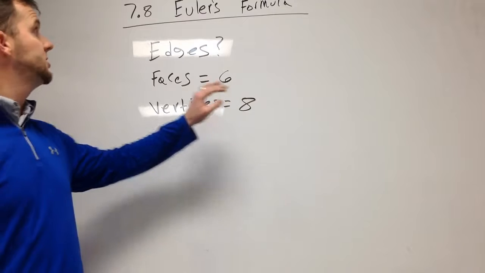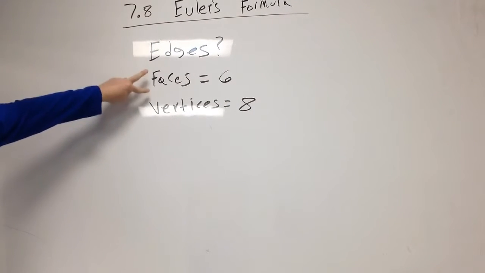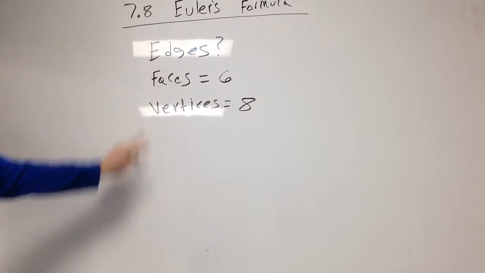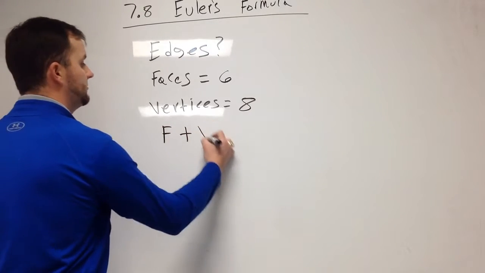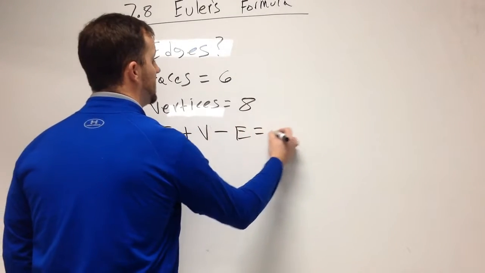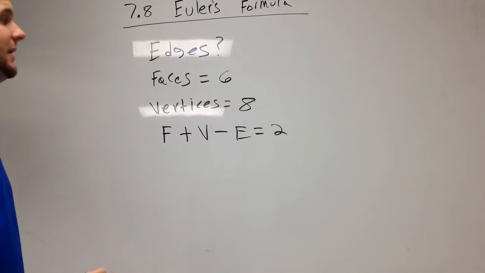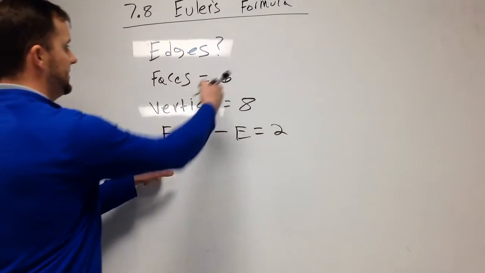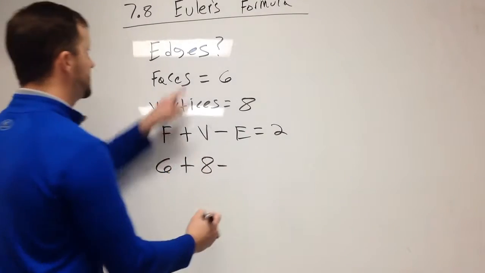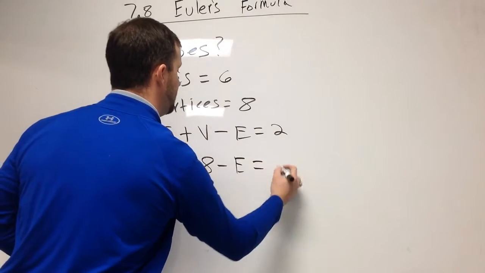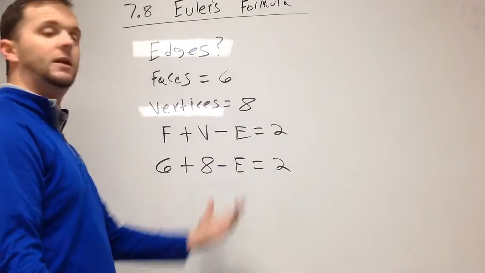Example number 2 wants me to use Euler's formula to find the number of edges on a polyhedron with 6 faces and 8 vertices. So let's go ahead and use this formula. I know the formula is faces plus vertices minus the edges is always going to equal 2. I'm going to plug everything in, then solve for what I need. I know the number of faces is 6. I know the number of vertices is 8. And I'm solving for the edges, so I'm going to end up solving for E here. Now all I need to do is get E by itself, and then figure out what E represents.